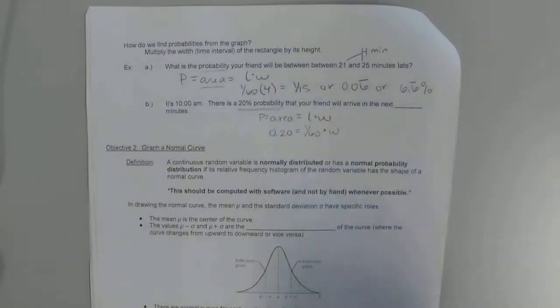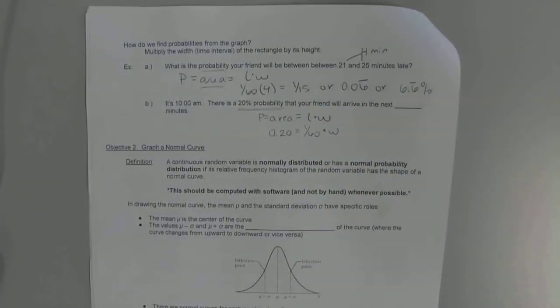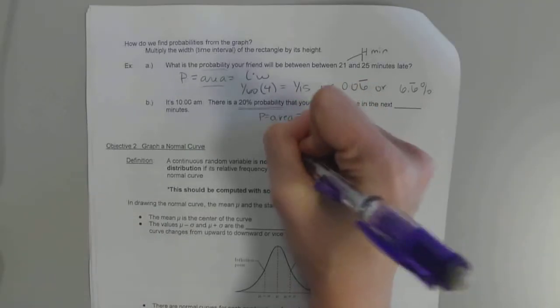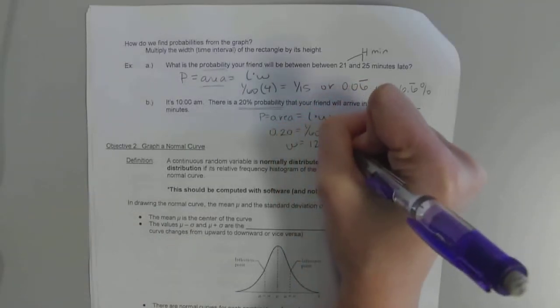What don't we know? The width, okay? So what they have done is they have shaded a chunk. They have shaded 20% of our graph, but if we know the graph has a height of 1/60th, we can figure out how wide that rectangle is. So how do I isolate W? Divide by 1/60th, aka multiply by 60, right? So what do you get when you take 0.20 and multiply by 60? 12 minutes.